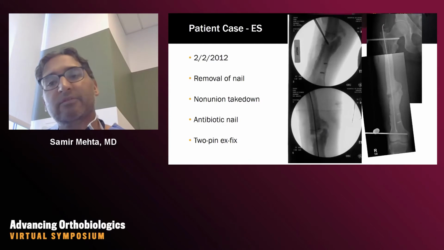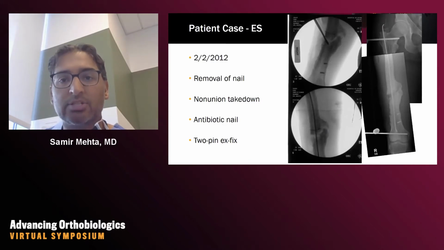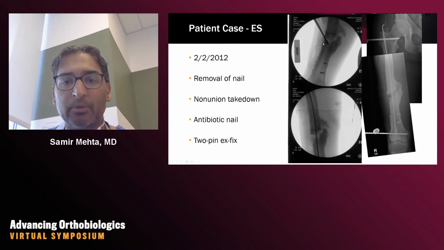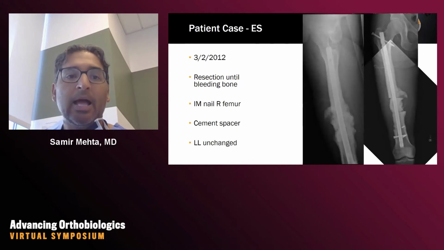I assumed that he was infected and said, listen, we're going to treat you like an infection. So we debrided the non-union site. You can clearly see it in this fluoroscopic image from the operating room. We used an antibiotic nail. We did a 2-pin external fixator, and his intra-op cultures were negative. So I said, all right, so you're not infected. We're good to go.